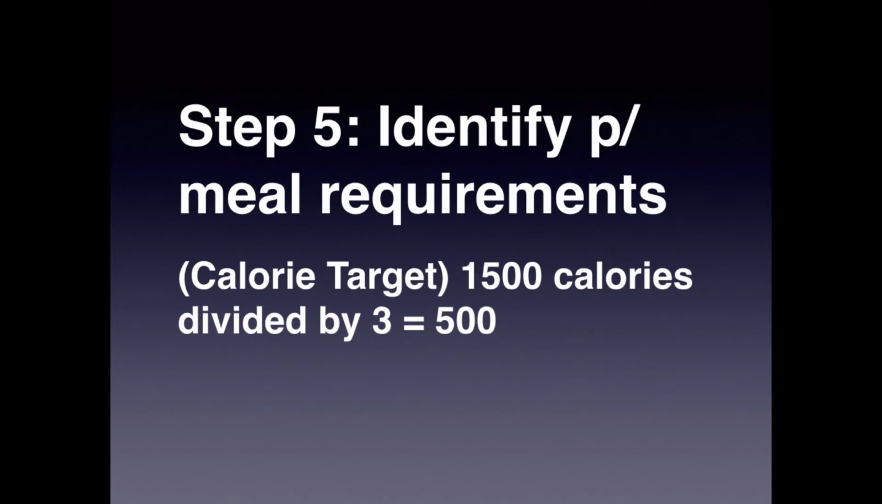Okay. So once you've done that and you know that 1,500 calories per day is how many calories you need to lose weight, you just divide it by how many meals per day that you have. So most people consume 3 meals a day. So you know that you would need an average of 500 calories per meal. Okay, so not rocket science, really, is it?